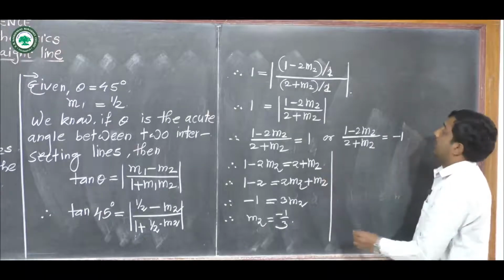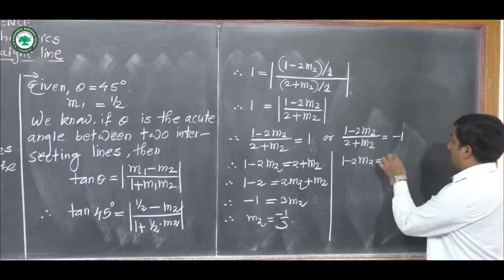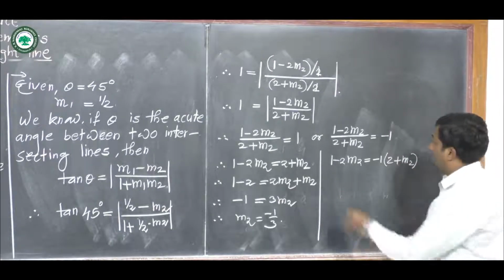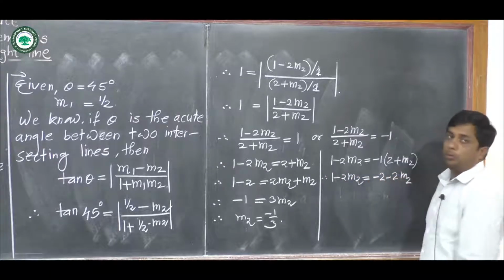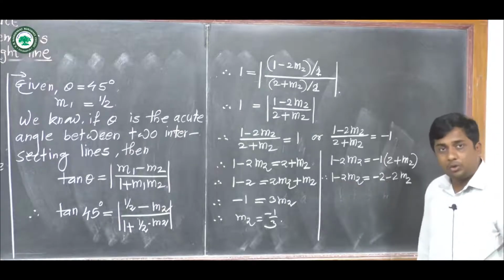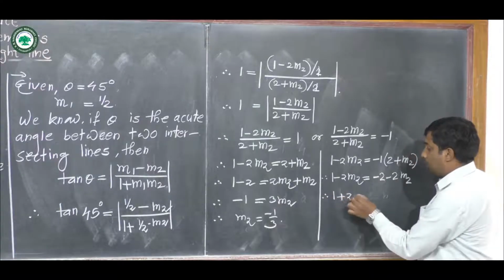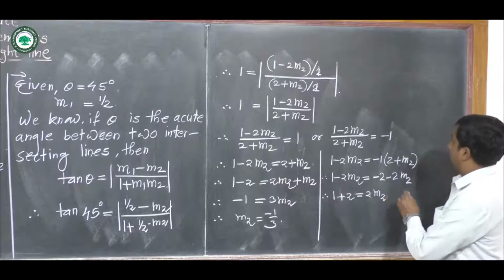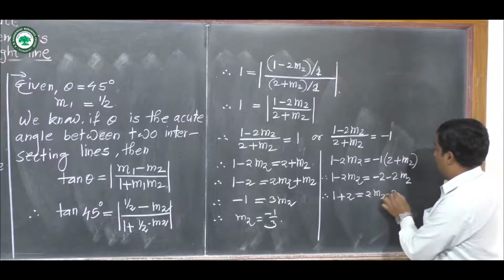Then for the second part, we solve this. We get 1 minus 2 m2 is equal to minus 1 into (2 plus m2). Let's multiply the bracket by minus 1. Then 1 minus 2 m2 as it is, equals minus 2 minus m2. Now this minus 2 m2, we write on the RHS as plus 2 m2, and I write this minus 2 on the LHS as plus 2. So 1 plus 2 is equal to 2 m2 minus m2.